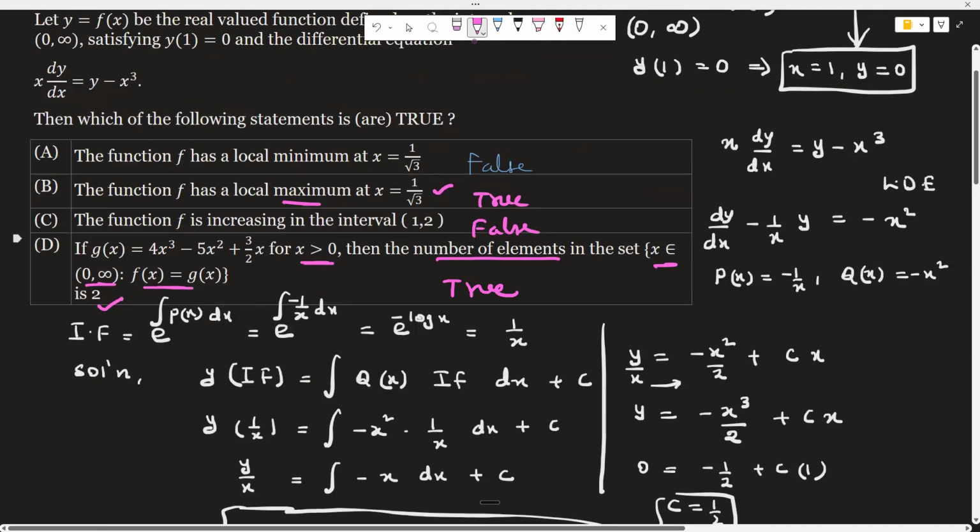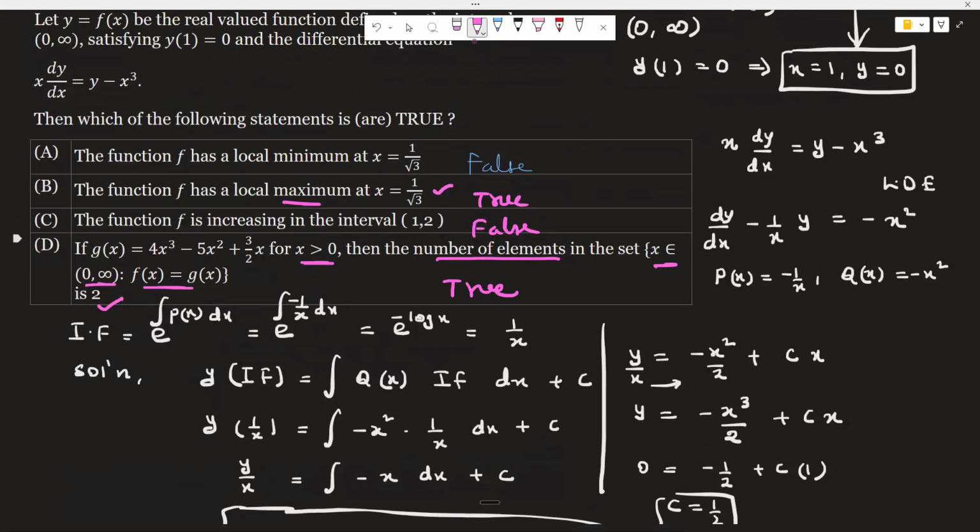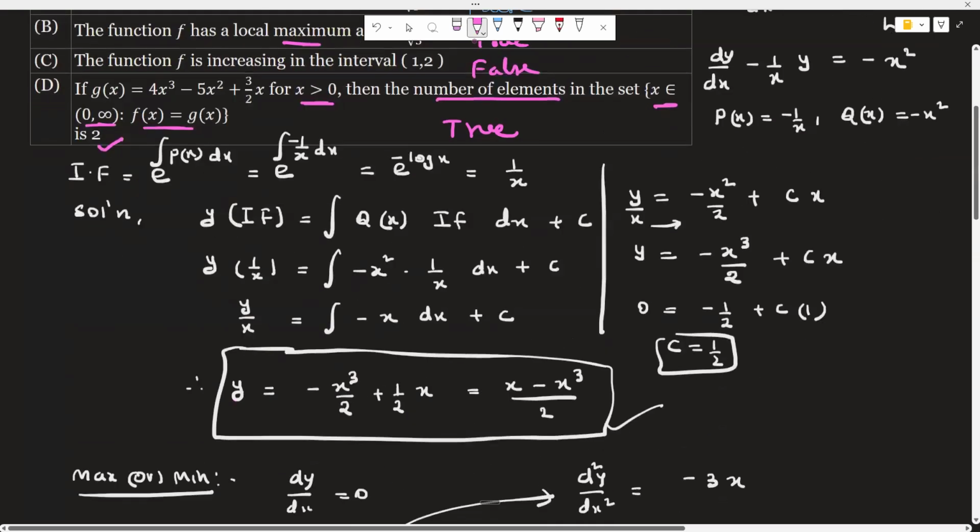So B and D are correct. A and C are false. Which option is stating true statements? B comma D. That's it. This is the answer. Hope you understood this question.